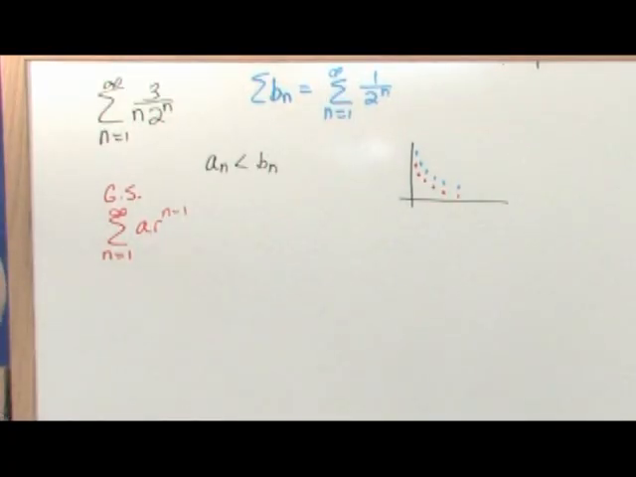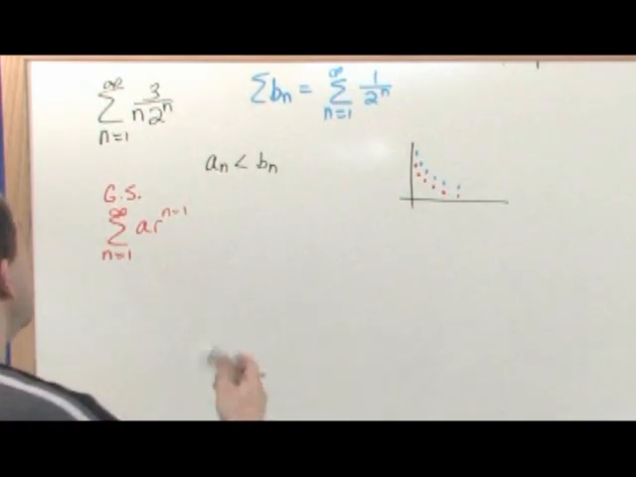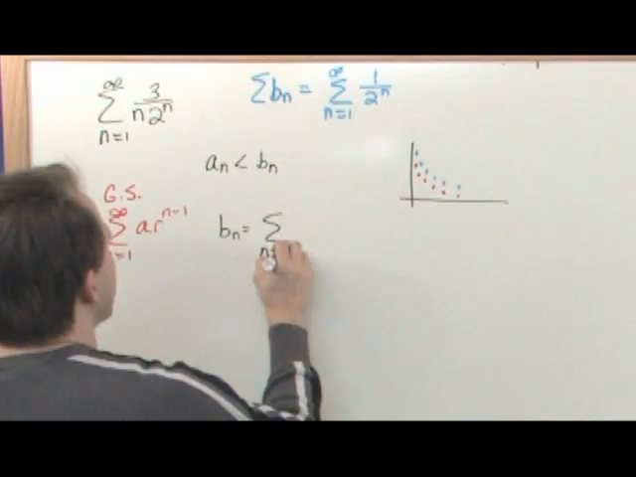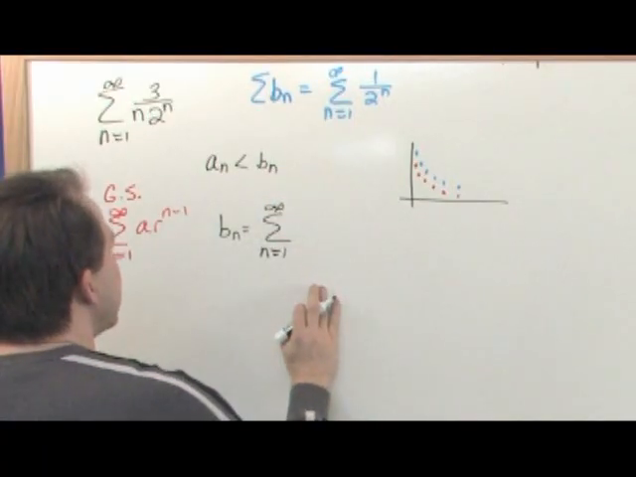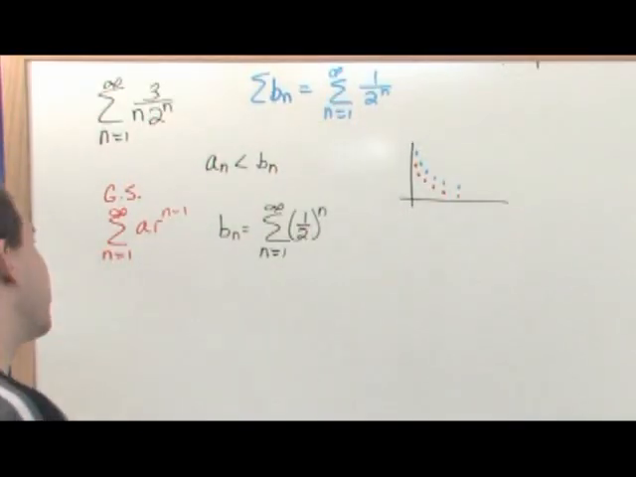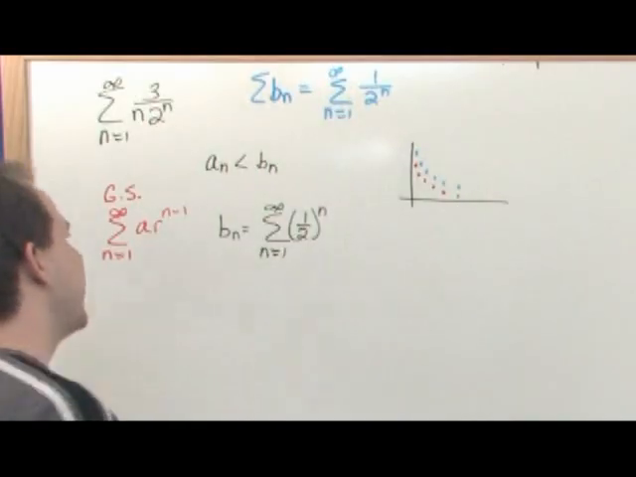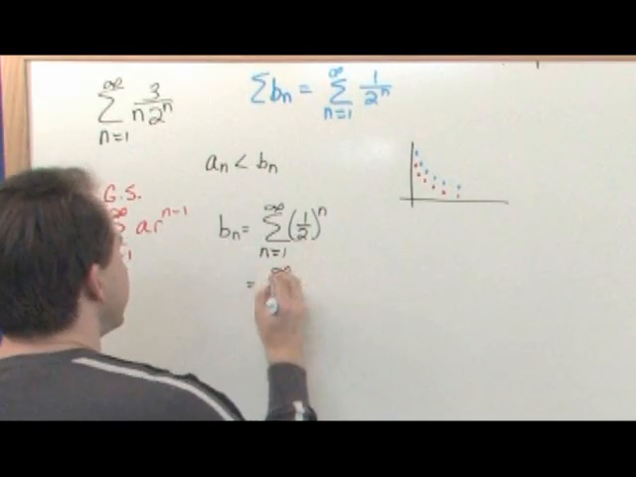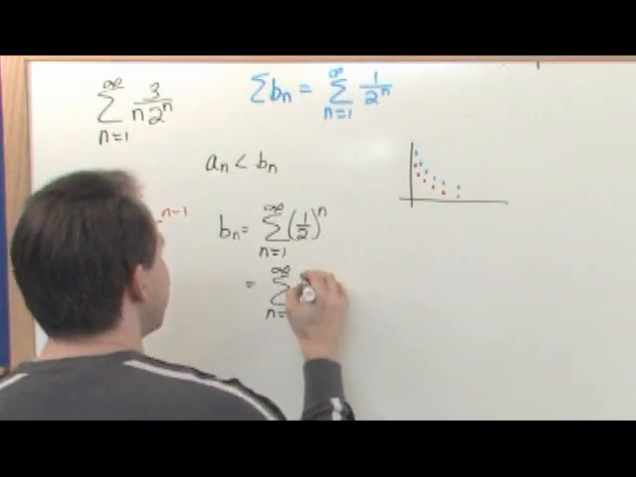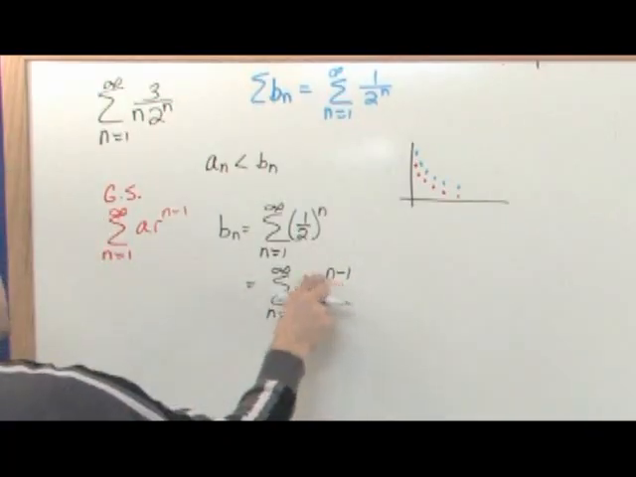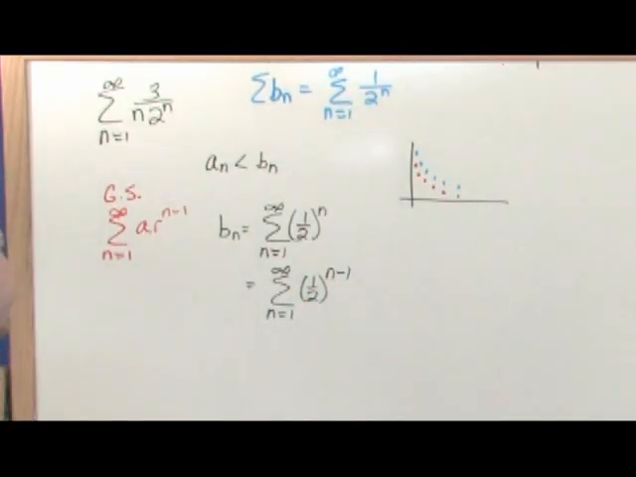Now let's see if we can beat this thing into that shape, okay? So b sub n is equal to the sum from n equals 1 to infinity of 1/2 to the nth power. I can definitely do that because I have a 1 on the top. So bringing that n out is going to give me exactly what I have here. Let me see if I can simplify this. Let me go ahead and assume that it is a geometric series. So I'm going to have 1/2 to the n minus 1, an n minus 1 to make it match with the geometric series definition.